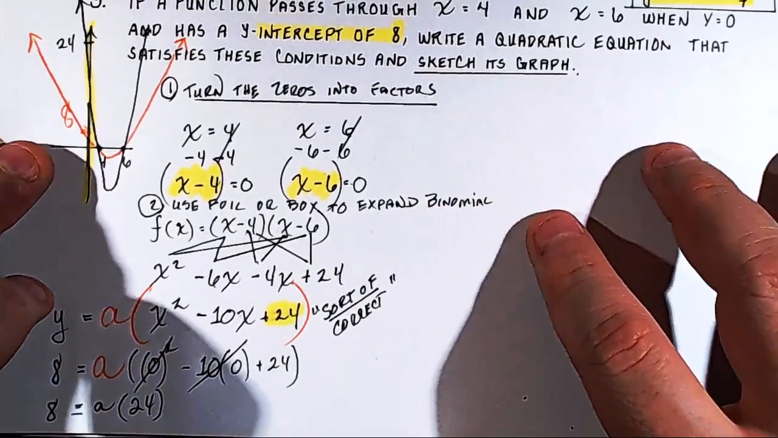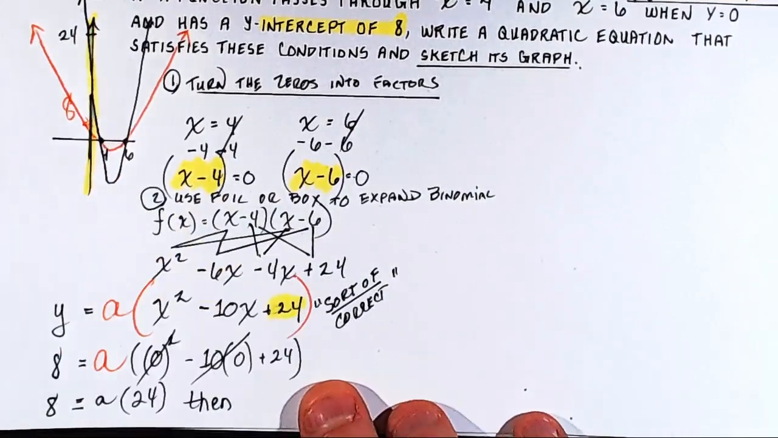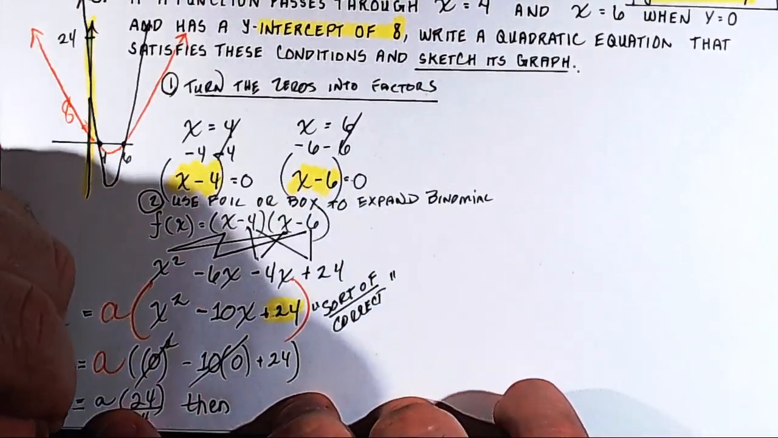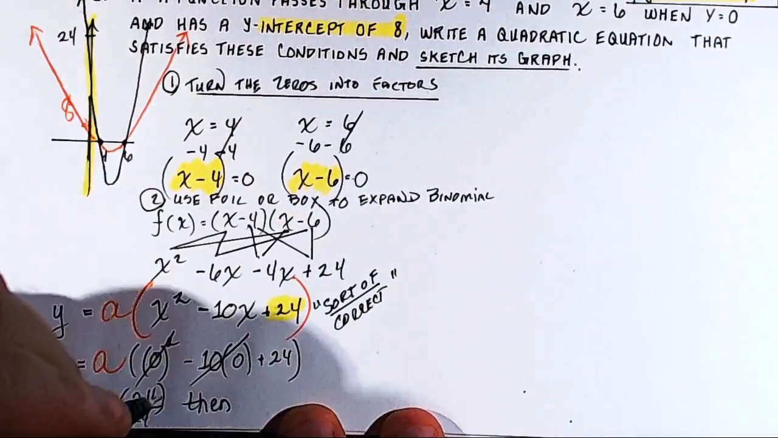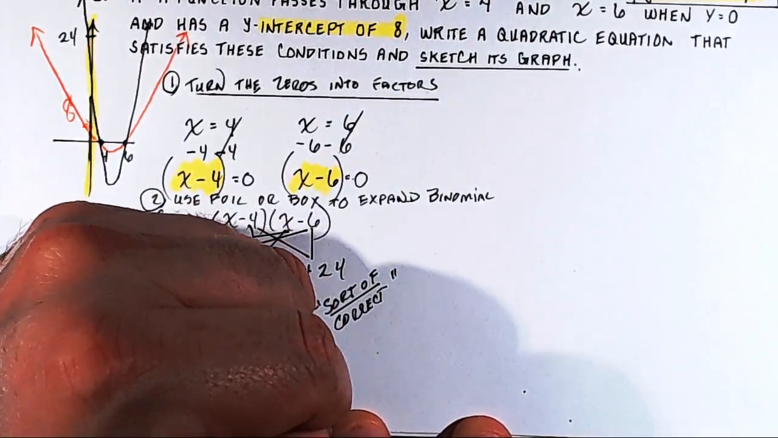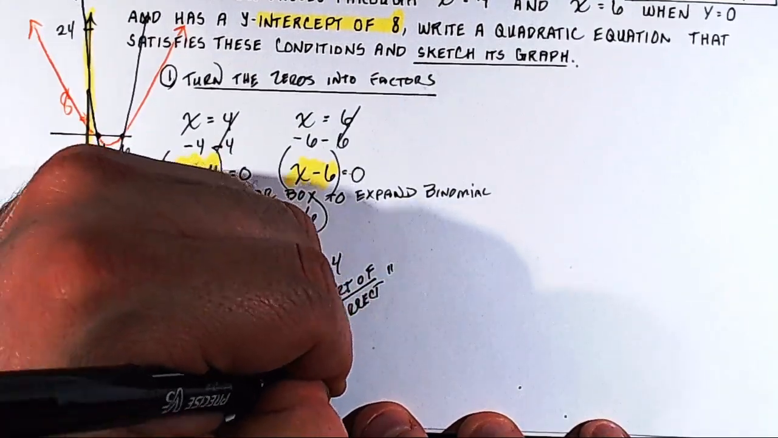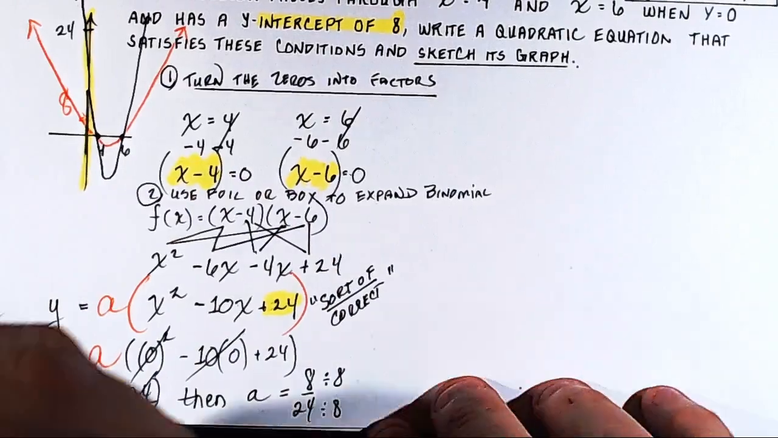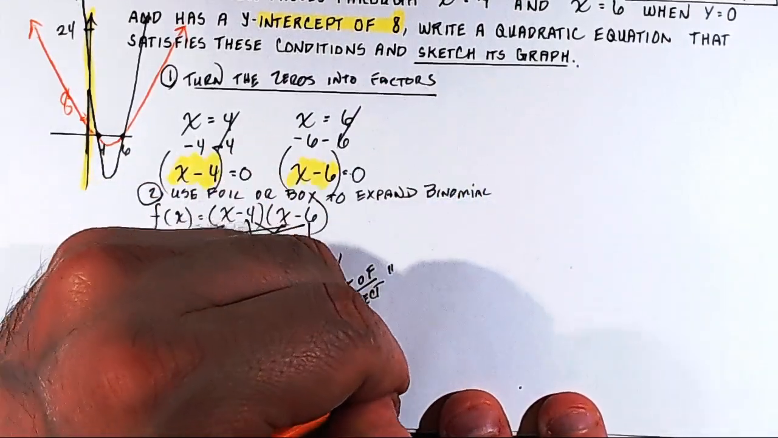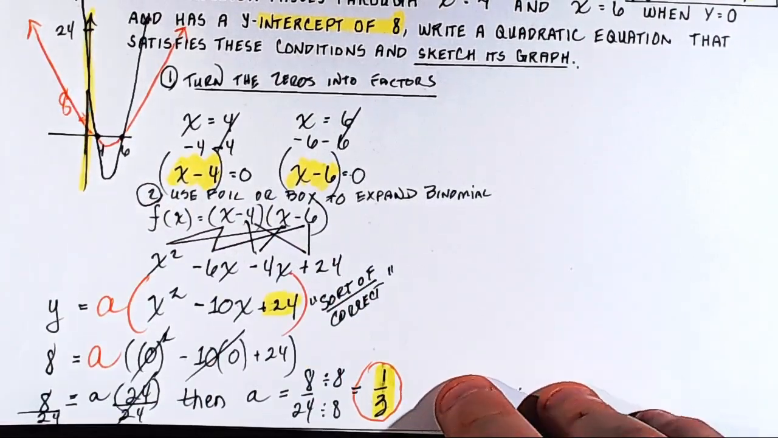All right? And if 8 equals a times 24, then you divide both sides by 24. Okay, these cancel. And now you have then a equals 8 over 24. Now, 8 and 24 are both divisible by 8. So you're going to divide the top and the bottom by 8 to reduce the fraction. And you get 1/3. So a is 1/3. That was really important for us to find. a is 1/3. Now we have to plug that back in.